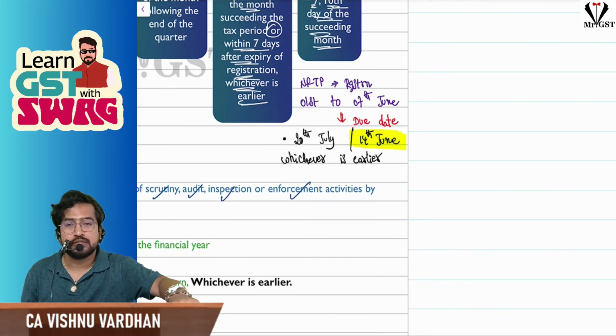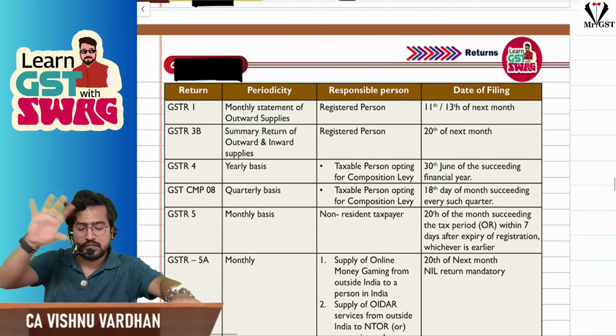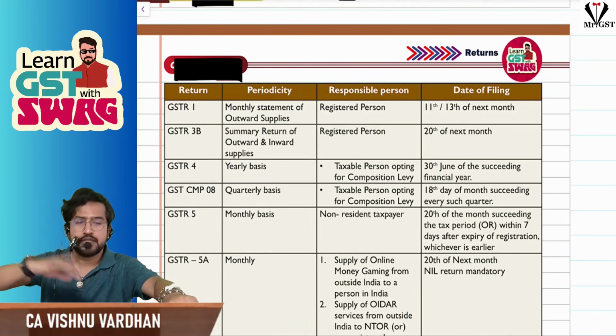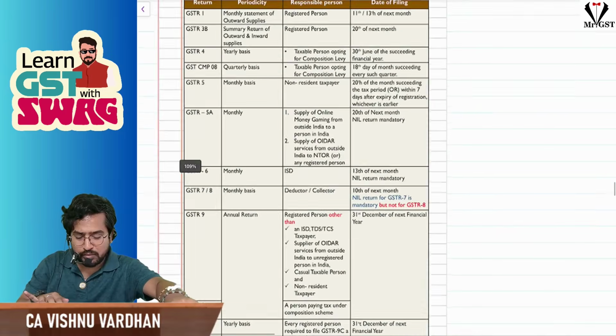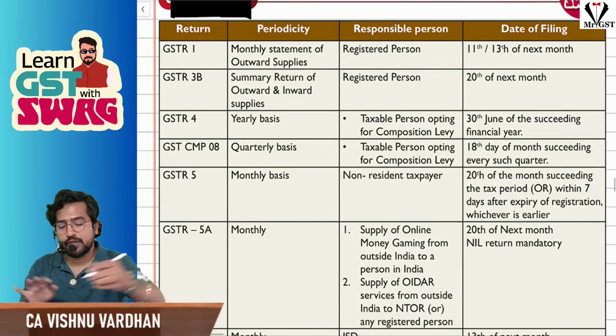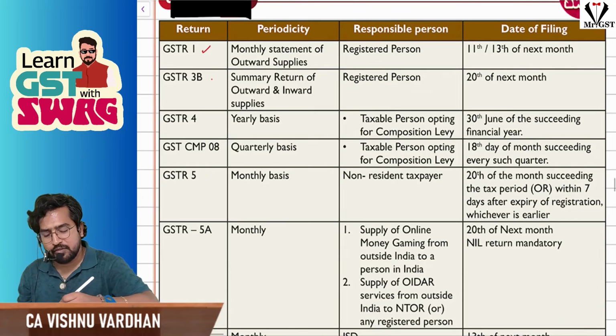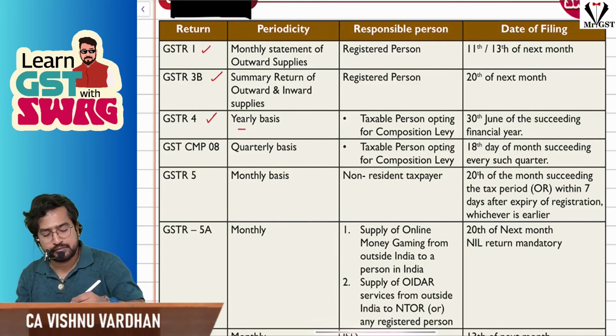Shall we proceed? What is next one? So the next one is a table which is giving you all the returns, their periodicity, the due dates, who has to file, all that stuff, so that in one place you can find out all these things. GSTR 1 we have discussed already, 3B we have discussed.